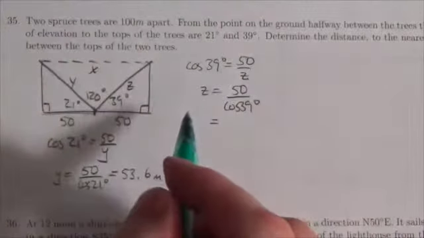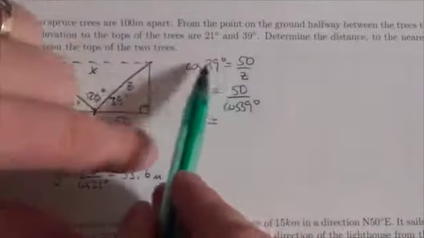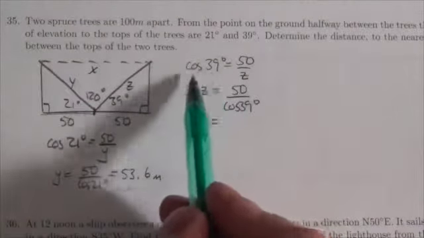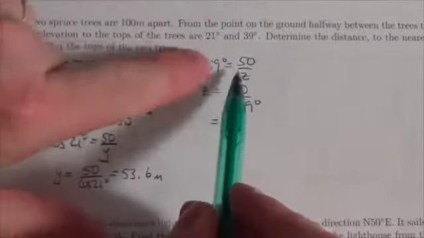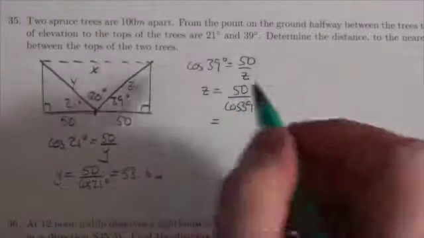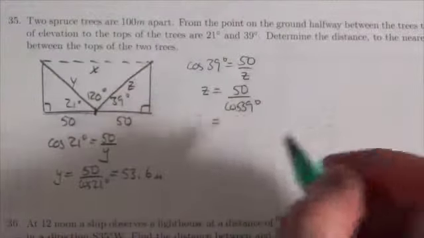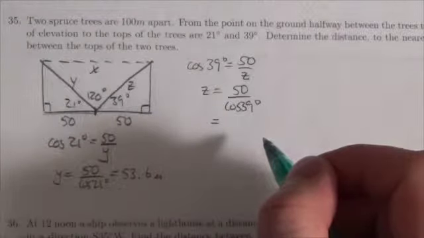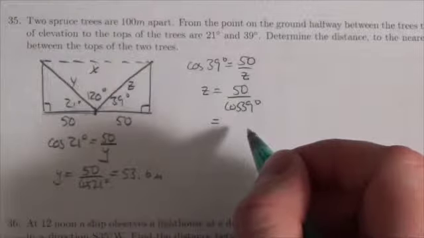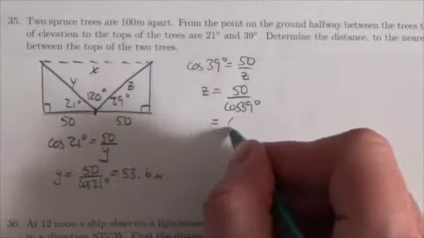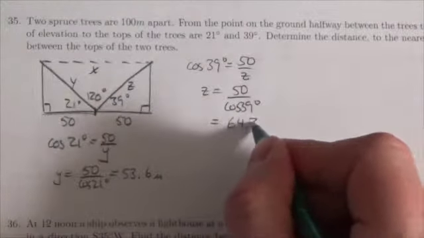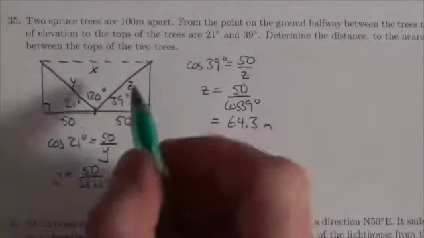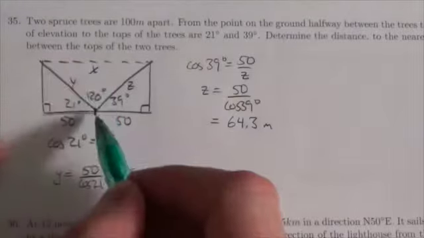You really should get comfortable with the fact that you can just swap those two. When you're dealing with something like this, when it's a proportion but one side is over 1, you can simply swap the denominator and the numerator on the other side. Anyway, that's going to be 50 divided by the cosine of 39 degrees, and we get that this is going to be 64.3 meters.